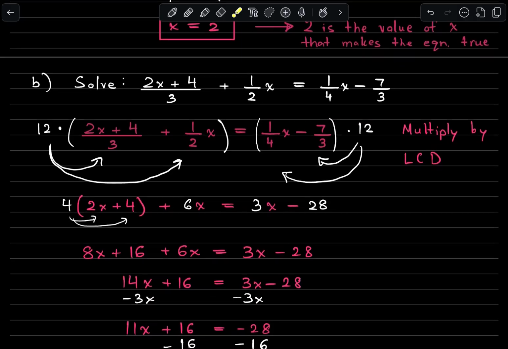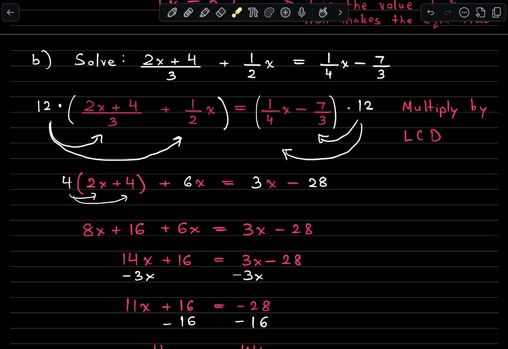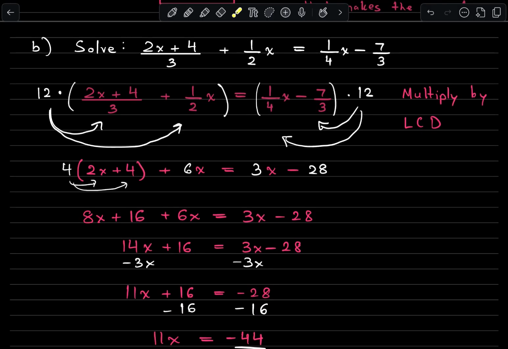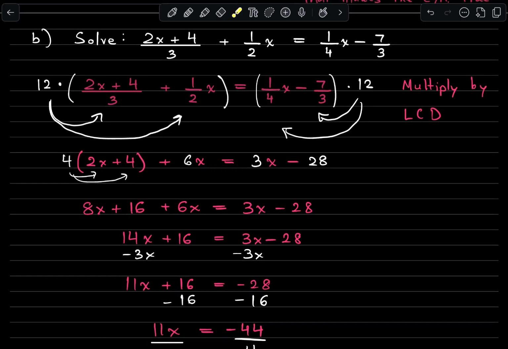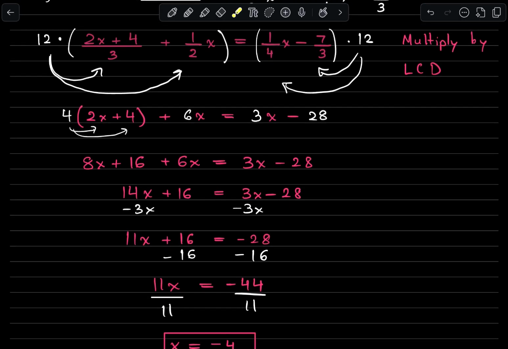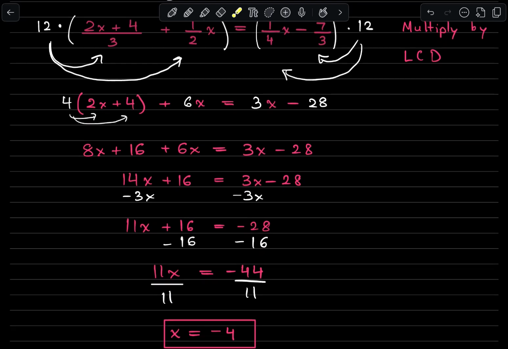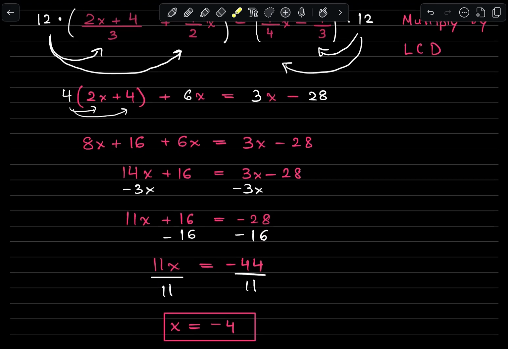And then subtract your 16 from both sides. 11x is equal to negative 44. Finally, we need to get rid of this 11, this coefficient of x. Go ahead and divide both sides by 11. And x is equal to negative 4. Okay, so negative 4 is the value of x that makes that original statement true.